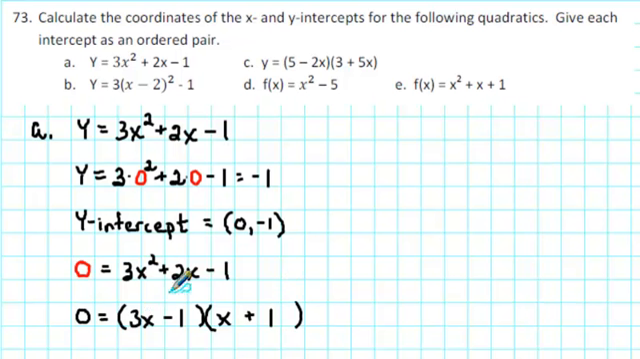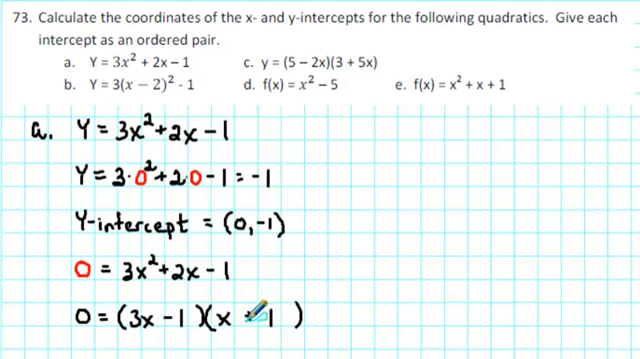If we multiply 3x by 1, we get 3x. If we multiply negative 1 by x, we get minus x. And 3x minus x is equal to 2x. So we factor the quadratic expression correctly. Now we can apply the zero factor principle.